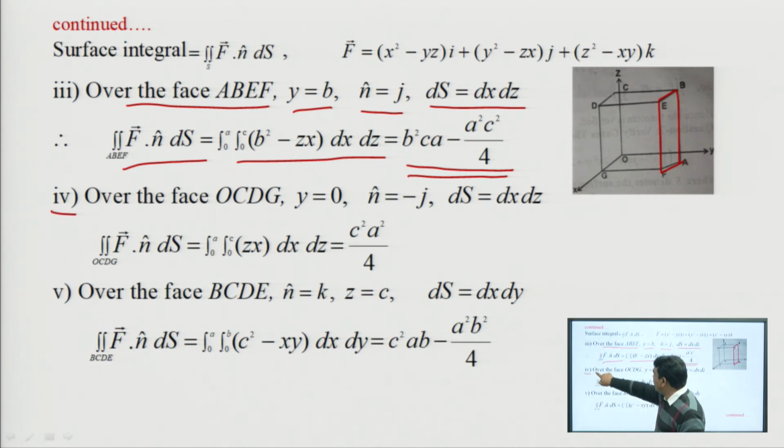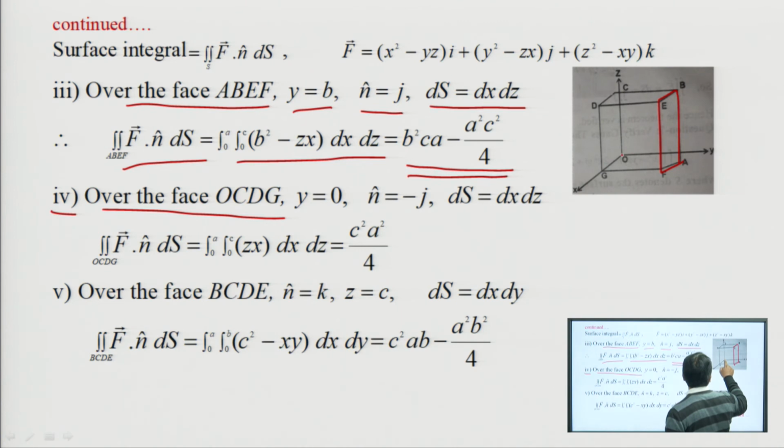Similarly, if you evaluate over the face OCDG, y is equal to 0 and n cap is equal to minus j, dS is equal to dx dz.